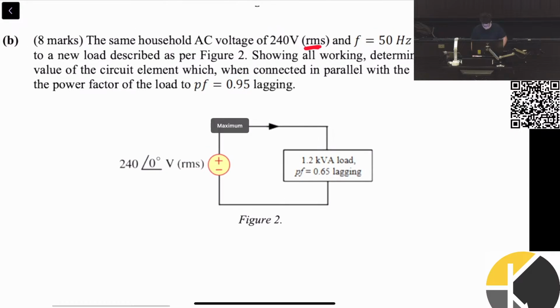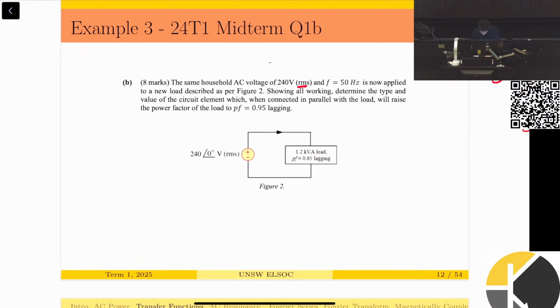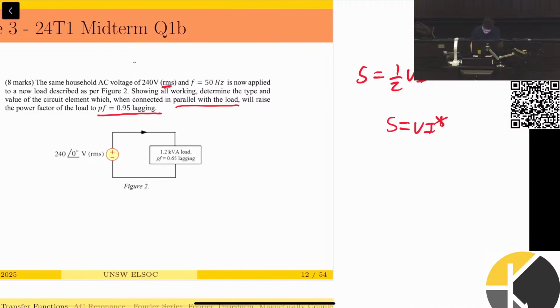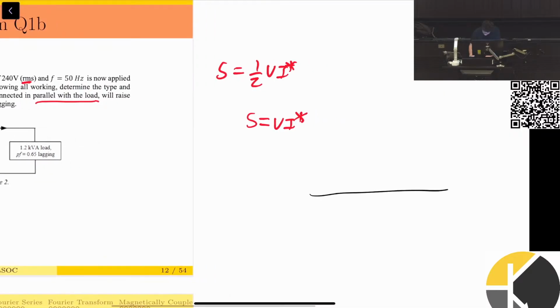It's asking us, in this figure, to show our working and determine the type of circuit value used when connected in parallel with the load. We'll raise the power factor to 0.95 lagging. So remember what lagging is? If we look at our S, we're going to want our S theta, right? So let's pretend we have our power triangle currently. We can figure it out in a second, but I'm just going to show it for the sake of argument.